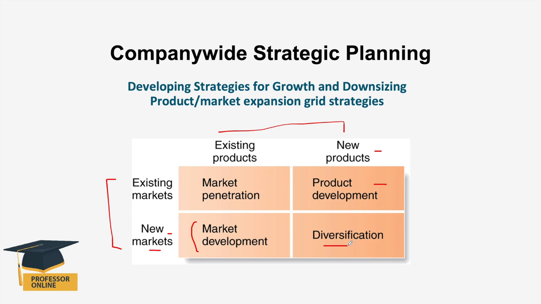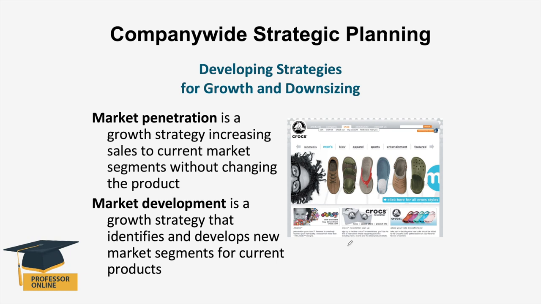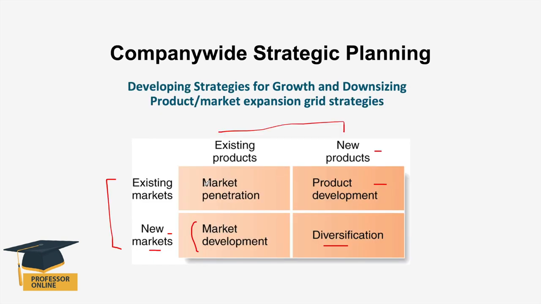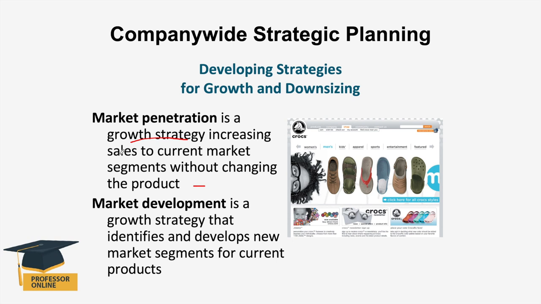So what exactly are these strategies? Let's have a look. Market penetration is a growth strategy. You have to focus on this word. It's a growth strategy: increasing sales to current market segments without changing the product. Let me go back to the slide again. You're not changing the product, you're not changing the market, it's an existing market, but your focus is on the sales to the current segment without changing the product. So you need to increase the sales within the current market with an already existing product. You're not making any changes to that.